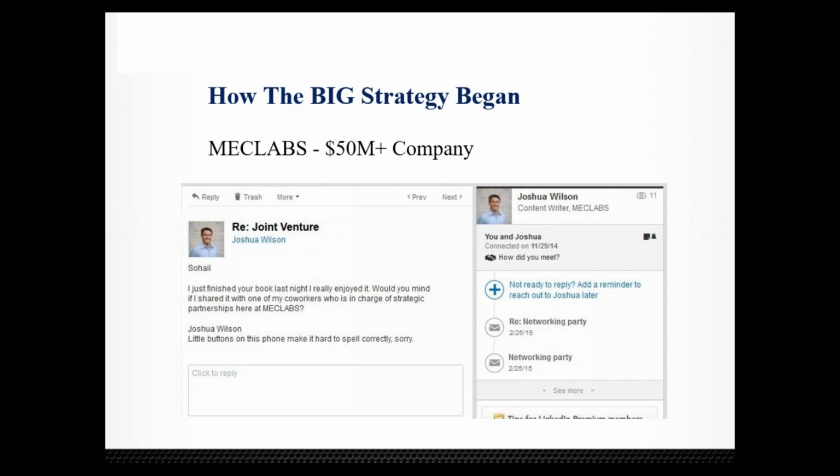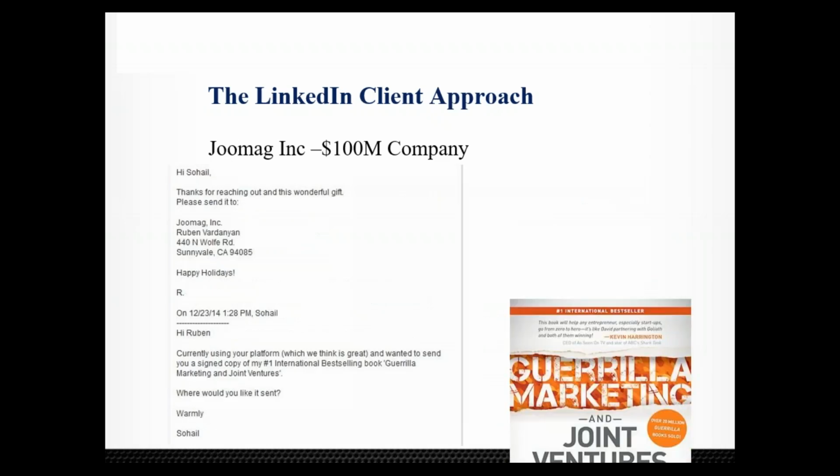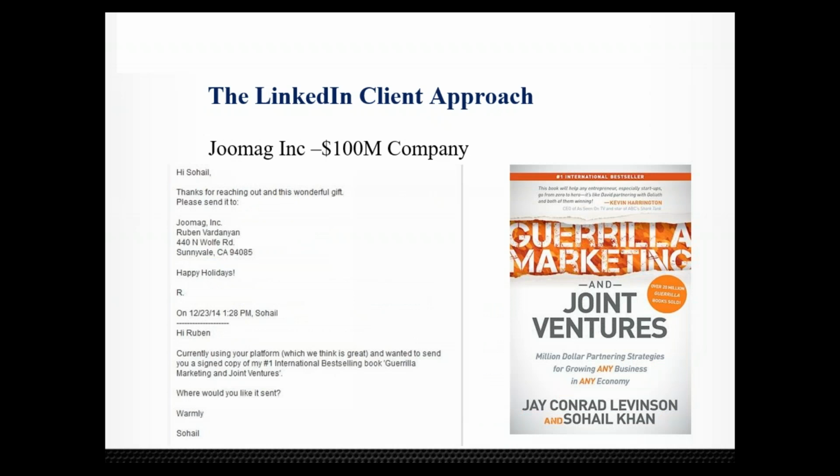So from that, I thought this is interesting. My book, how I can use the book to get into these huge corporations. So here's another example of how I used my book. I sent an email to this company, Jumag Inc., a $100 million company, who became one of my clients. I said, hi, Ruben, currently using your platform, which we think is great, and wanted to send you a signed copy of my number 1 international best-selling book, Guerrilla Marketing and Joint Ventures. Where would you like it sent?